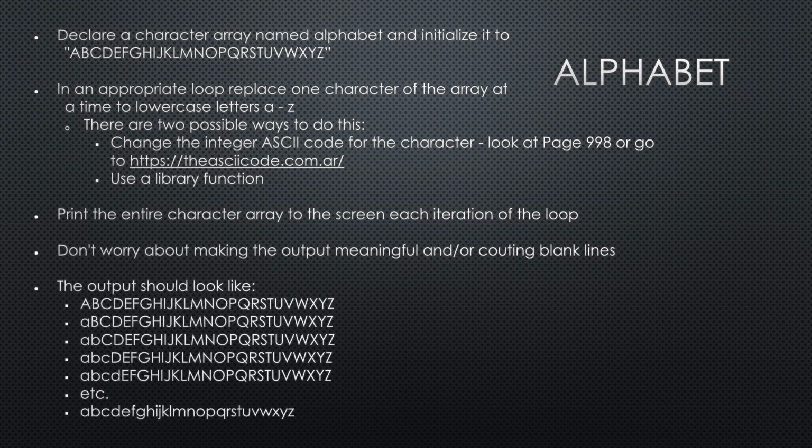You're going to print the entire character array to the screen each iteration of the loop. Do not worry about making the output meaningful or about outputting blank lines in between. We are just worried about using an array correctly. So the output should look like this. The first line will be all caps. The second line, A is lowercase. The rest of them are all caps. The third line, A and B are lowercase, and then the rest are all caps, etc., all the way down until all of the alphabet is in lowercase letters.